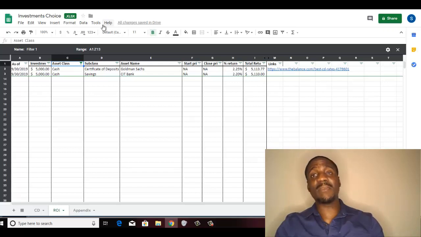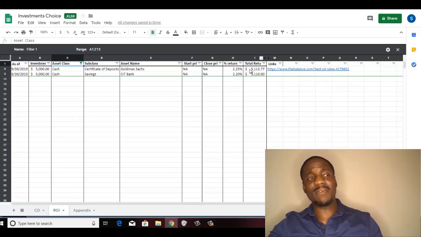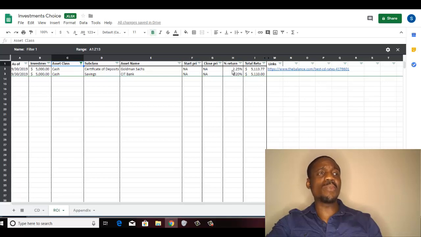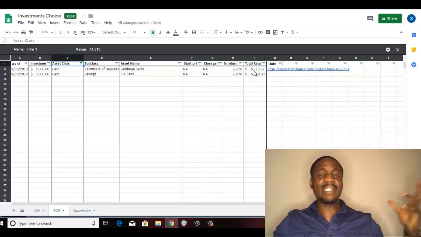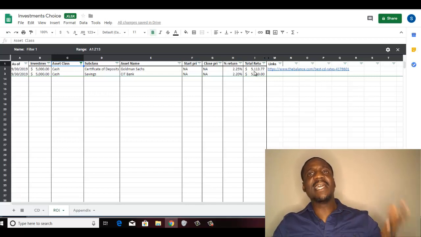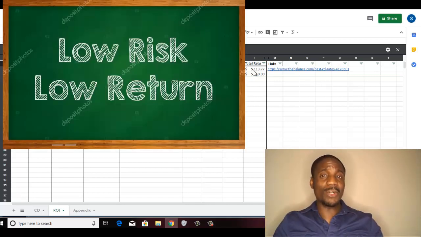Now, a certificate of deposit is also a cash asset class, similar to a savings account, except it's a timed deposit. You put your money in a CD for a certain period of time, and you might get a slightly higher rate of return. In this case, I found one with Goldman Sachs. They're offering as high as 2.25%, and so that would run you to a return by the end of the year of around $5,113. So this gives you an idea of the cash asset class. Low risk, but low return.